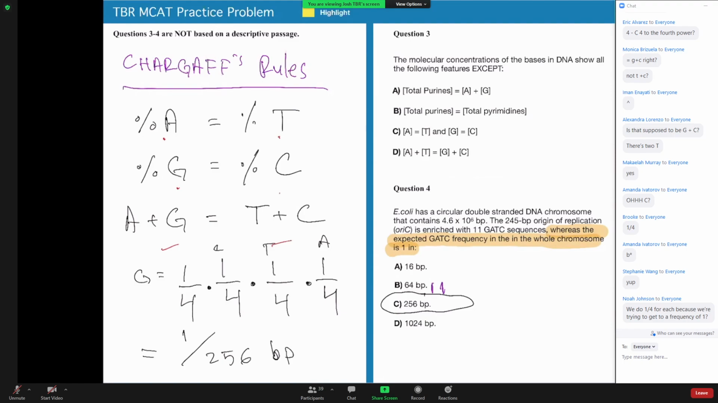Someone asks why we do 1 in 4 because we're trying to get a frequency of 1. We do 1 in 4 because there's only a 1 in 4 chance of each base pair. If you have A, T, C, G, those are the 4 nucleotides. You have a 1 in 4 chance of running into this one, 1 in 4 chance of running into this one, 1 in 4 chance running into this one, 1 in 4 chance running into this one.